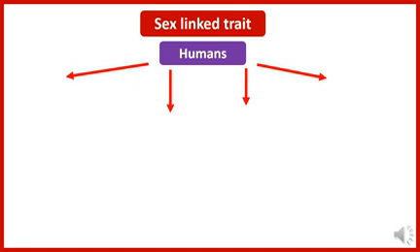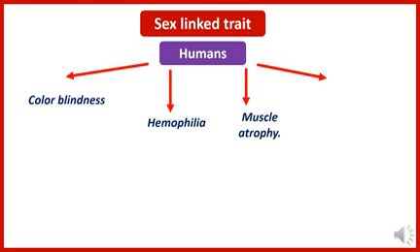Now let's talk about the sex-linked traits in humans. As we said, we are going to talk about 4 examples of sex-linked traits in humans. The first one is color blindness, the second one is hemophilia, which is liquefaction of blood. The third example is muscle atrophy, which is the weakness of the muscle. And the fourth one is short-sightedness.